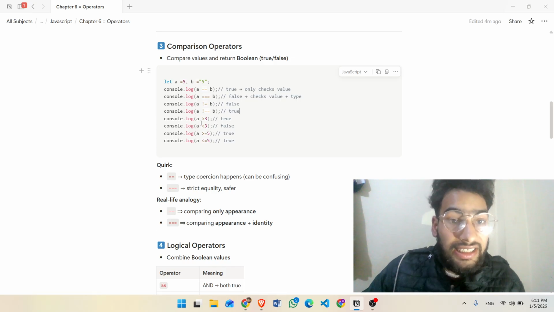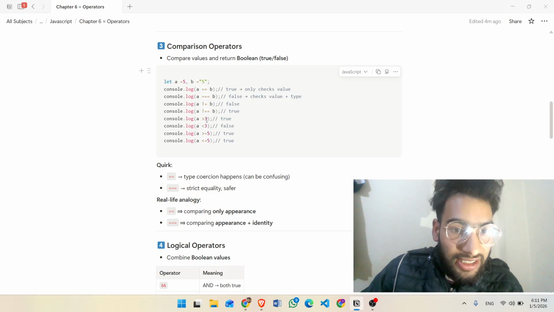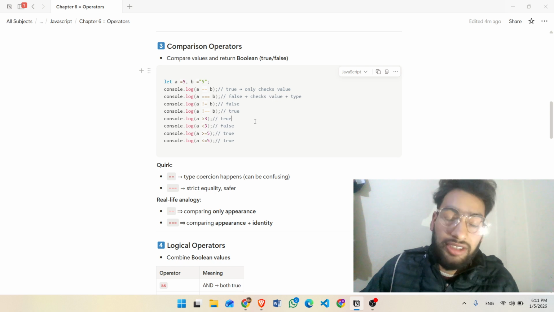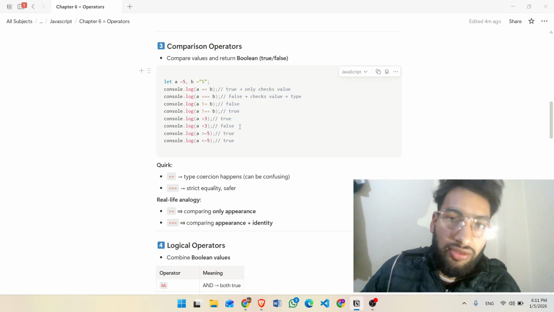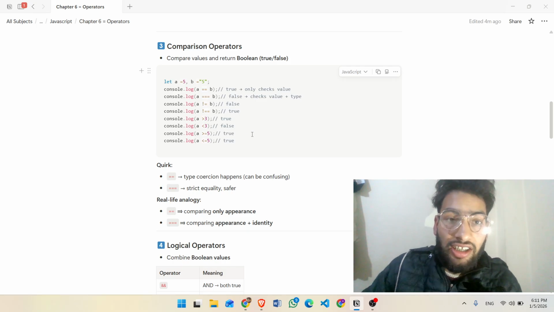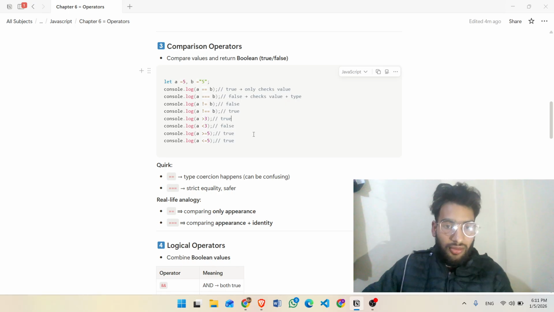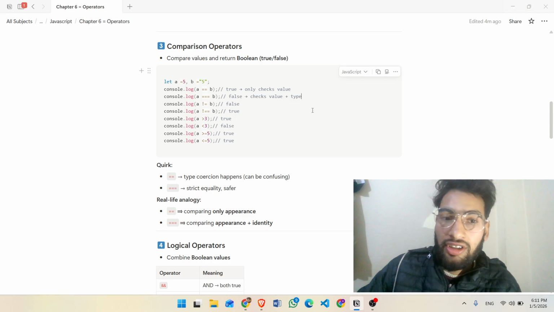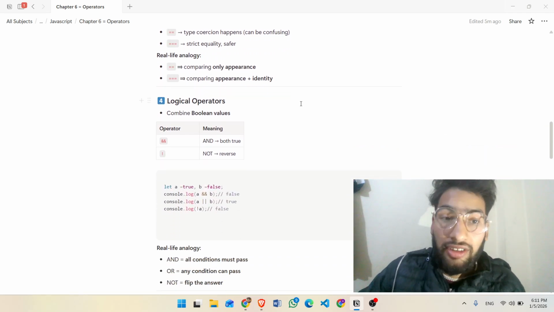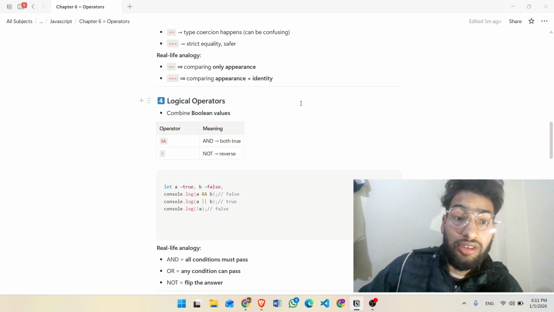Another one is a is greater than 3. 5 is greater than 3. Yes, true, of course. And a is less than 3. Is 5 less than 3? False, of course false. So, like that, this is operating. We should understand the difference between this and this: one only checks the value, and the other checks value plus type of variable. So don't be confused. And let's move to another operator, which is the logical operator.